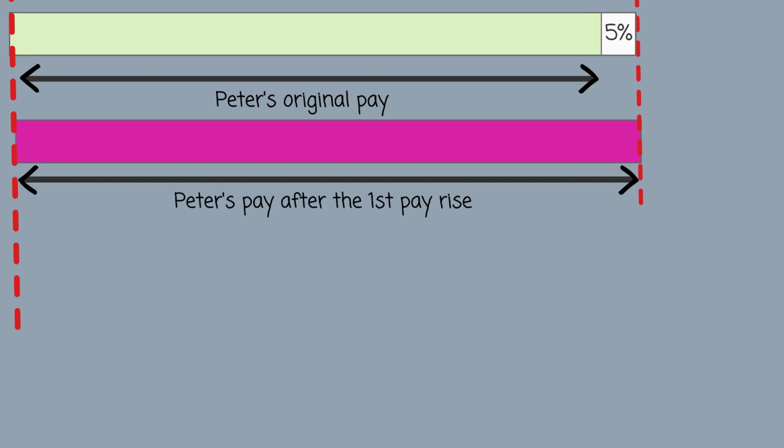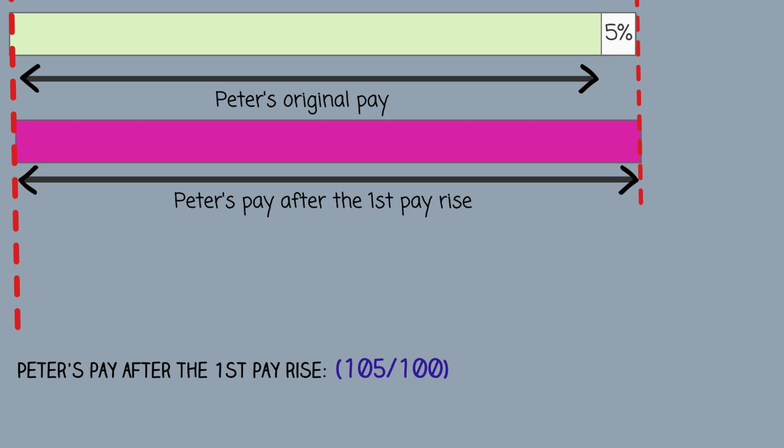Using the model, we can simply add one small rectangular bar to represent the pay rise of 5%. This pink bar represents Peter's pay after the first pay rise. The pink bar is longer than the green bar. This shows Peter's pay after the first pay rise is greater than before. Here's how we can calculate Peter's pay after the first pay rise. Take 105% of his original pay of $1,000. This gives $1,050. Then Peter gets a second pay rise of 5%.